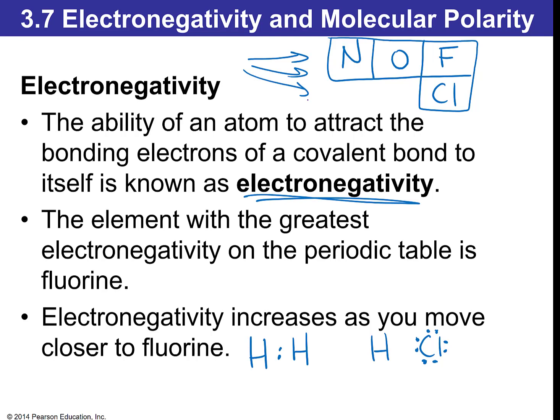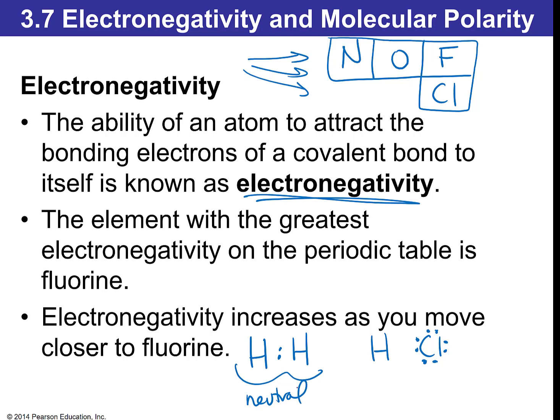Okay? So nitrogen, oxygen, fluorine, and chlorine, when they form a covalent bond, they're going to try and pull the electrons in closer. But now you know those electrons are negatively charged. So here, do you see how this is very neutral? The electrons are even. The electrons are half and half. So you would say that those two hydrogens are very neutral.